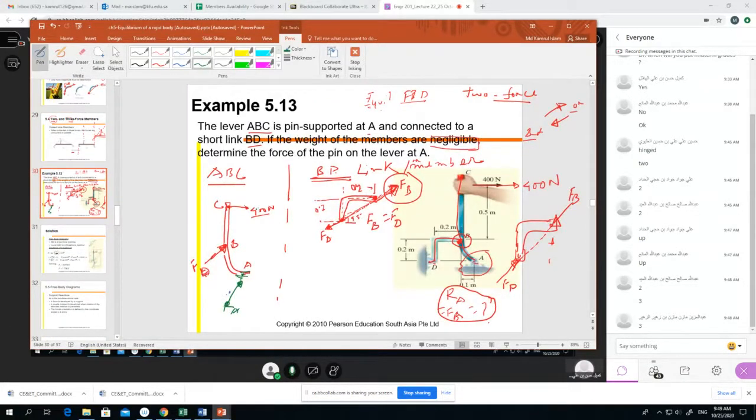If we extend this line here and this line, it coincides at some point. Suppose we give the point the name O. So BD was a two-force member. But ABC is a three-force member. Now how can we solve our problem?